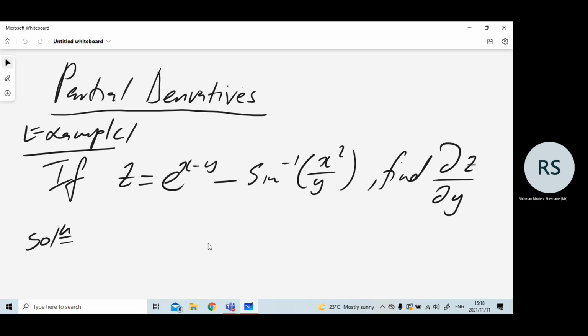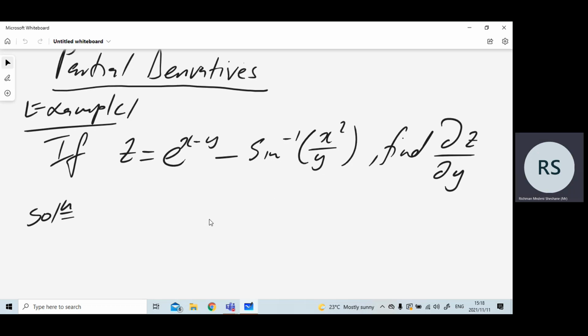Example 1, you are given a function z. You see z is a function of x and y, a function of at least two variables x and y. And then you want to find a partial derivative of z with respect to y. Z is e to the power of x minus y minus sine inverse of x squared over y. Okay, so here we want to find a partial derivative of z with respect to y.